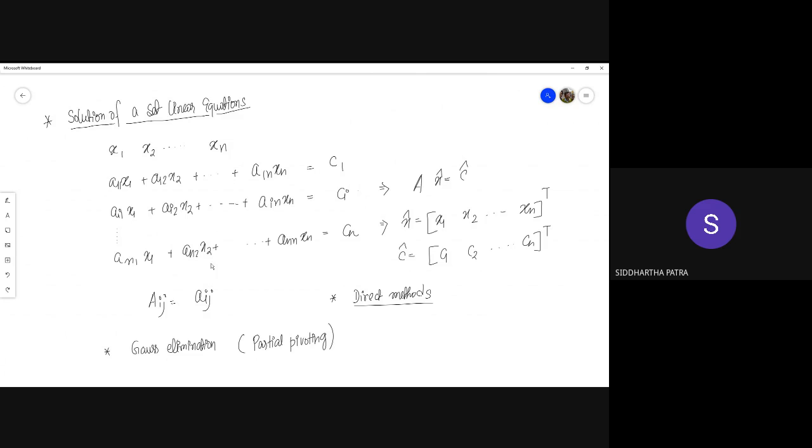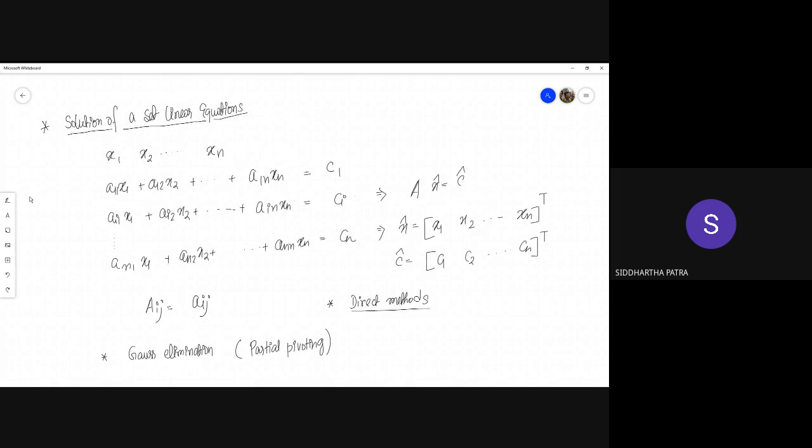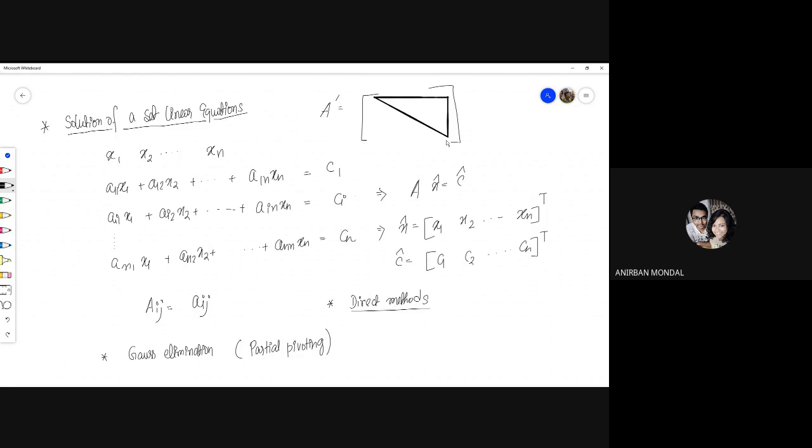In the end, we would have modified A to another matrix A prime, where only the upper triangle has non-zero quantities, and the terms in the lower triangle are all zeros.